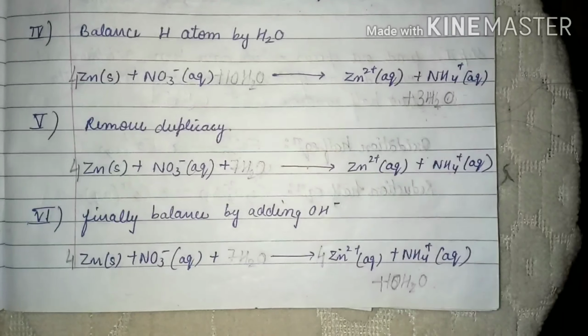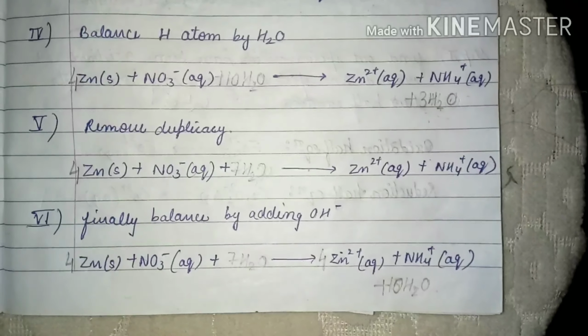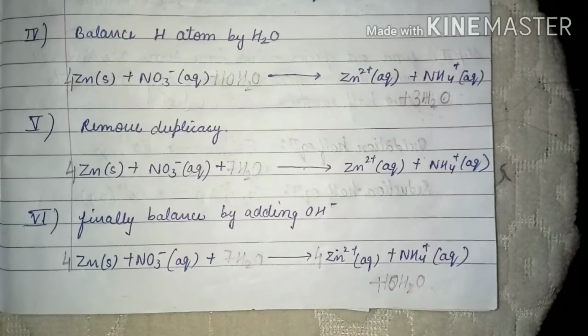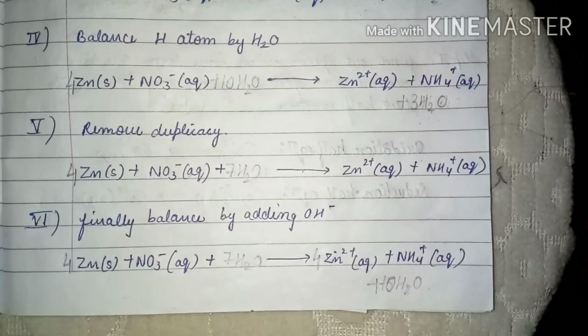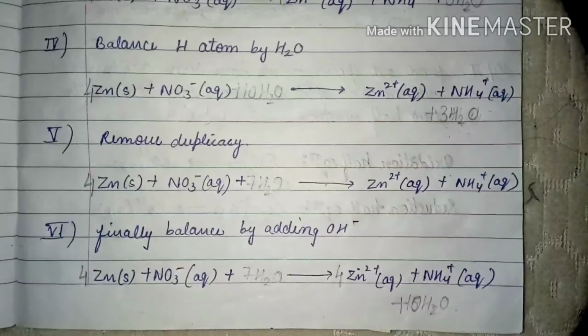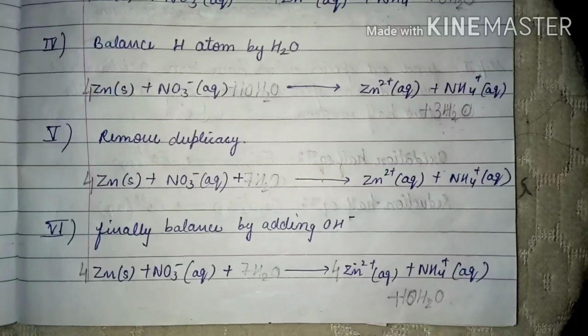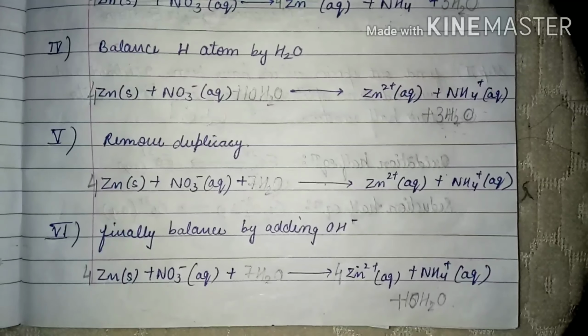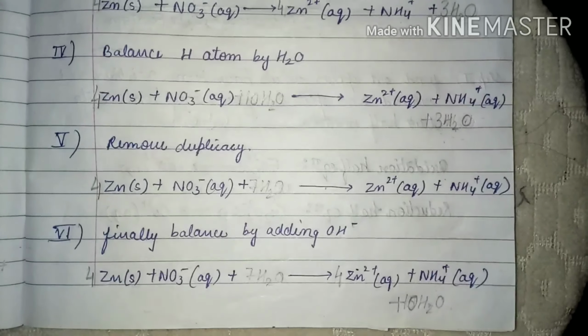So this was all about the oxidation number method in both cases, in acidic medium as well as in basic medium. In the next lecture I am going to discuss another method of balancing redox reactions, that is the ion electron method.